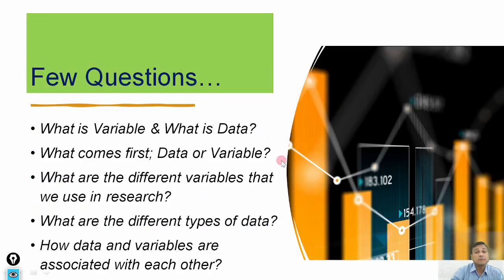But before that, let me put forward few questions. Here is question number 1. What is variable and what is data? The next question is what comes first, data or variable? Then what are the different variables that we use in research? Then the next question is what are the different types of the data? And finally, how data and variables are associated with each other. So in this lecture, we will try to answer all these questions.